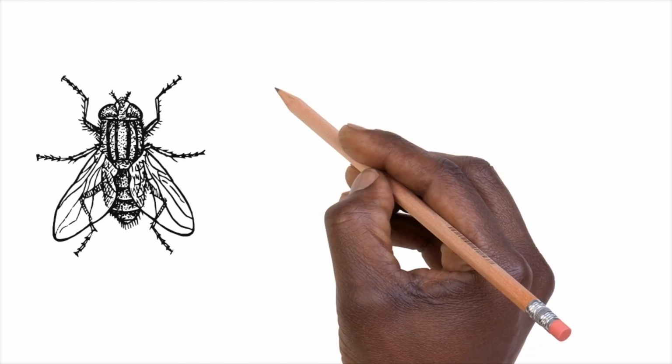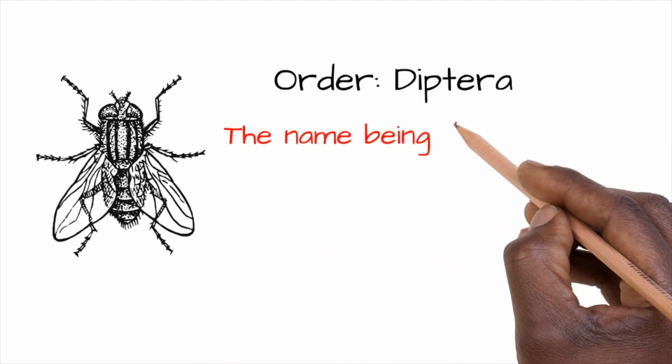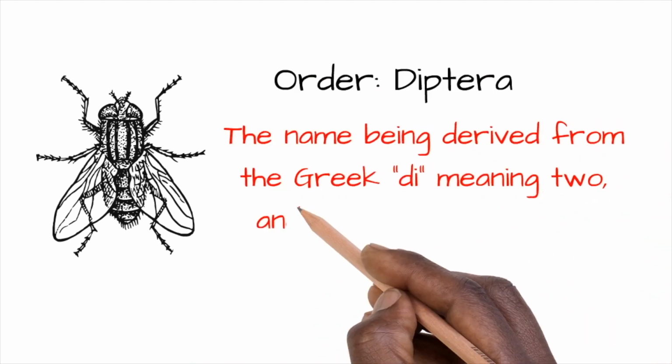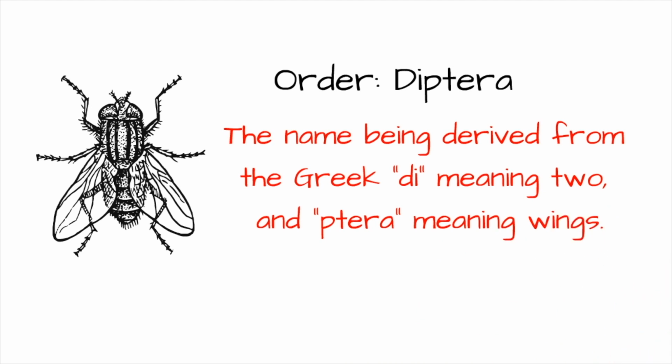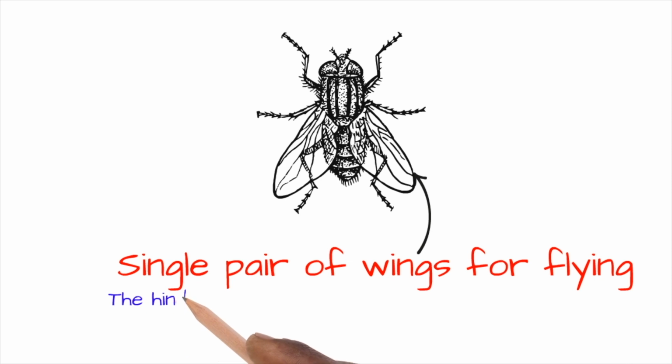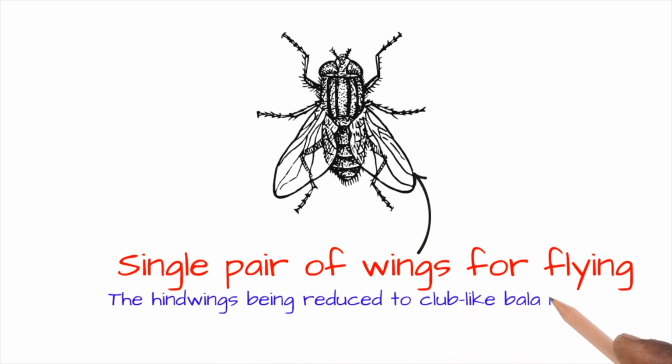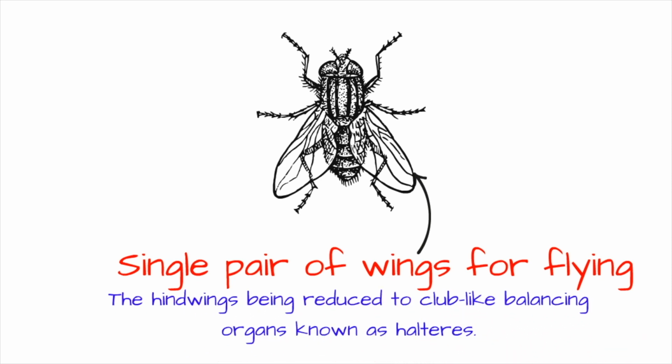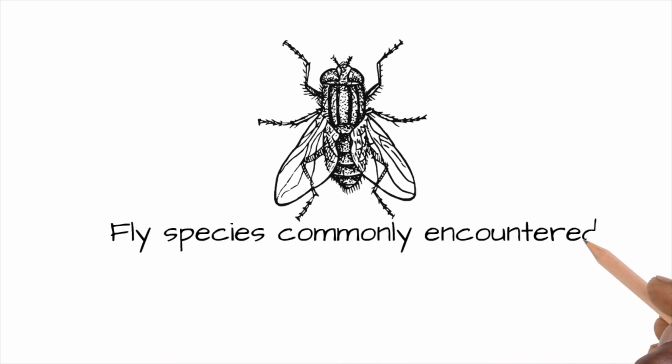Control of flies. True flies are insects of the order Diptera, the name being derived from the Greek di meaning two and ptera meaning wings. Insects of this order use a single pair of wings to fly, the hind wings being reduced to club-like balancing organs known as halters. Fly species commonly encountered.